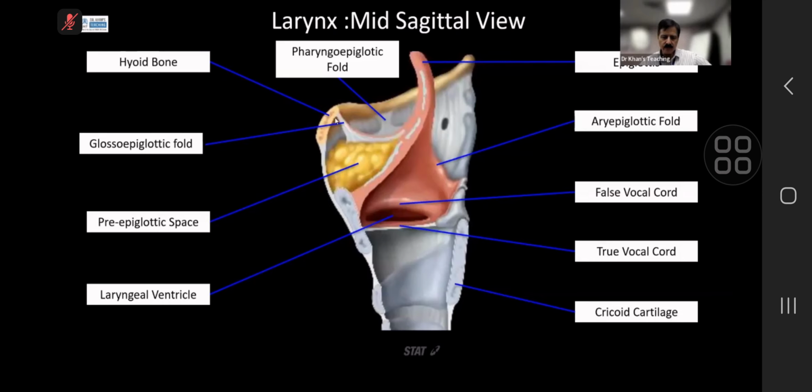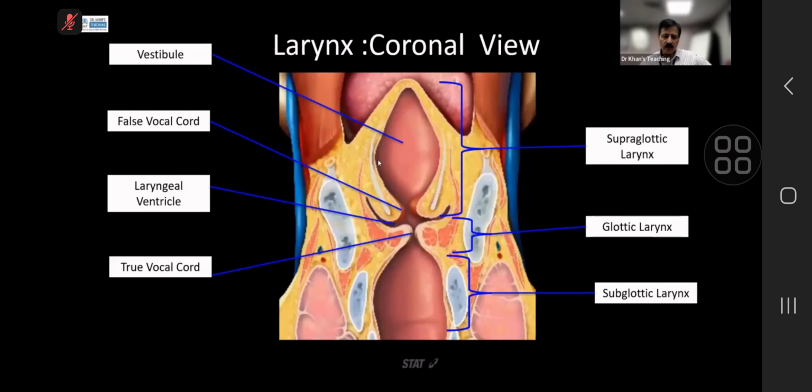Now here, because of this glossoepiglottic fold, the valleculae, right and left, are of course air-containing structures. They will be part of the oropharynx. However, this fat, which is the pre-epiglottic fat, is by definition part of the supraglottic larynx. And I told you on the previous diagram that pre-epiglottic fat is also in continuity with paraglottic fat.